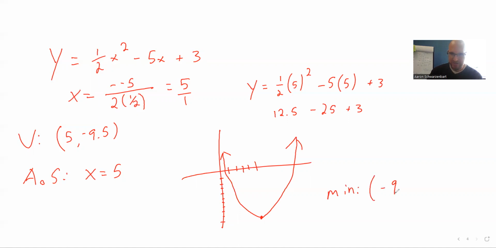If it were a downward opening parabola, the y coordinate of the vertex would be a maximum. For a downward opening parabola, again, the y coordinate of the vertex is a max. Okay, and I always give the y coordinate when I'm talking about mins or maxes. And there is today's lesson.